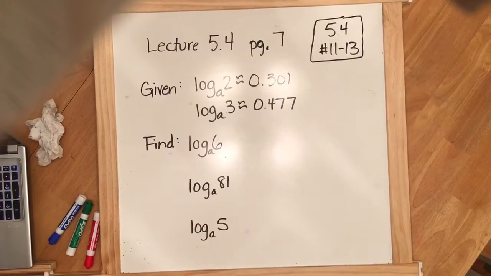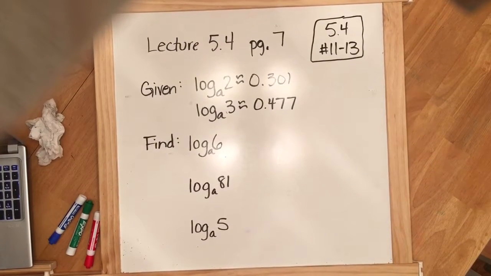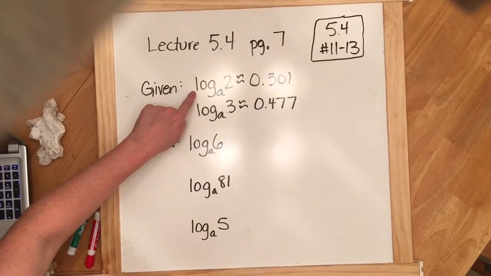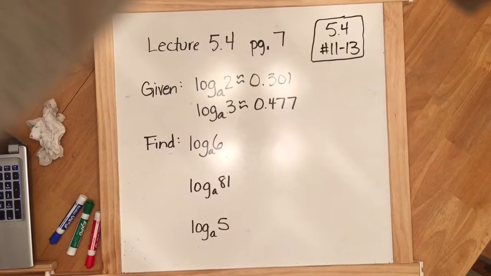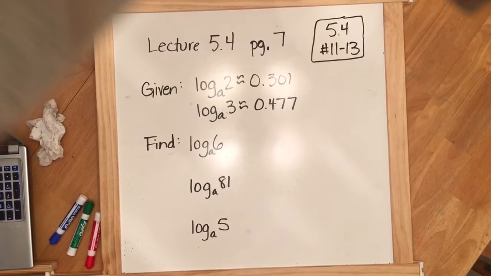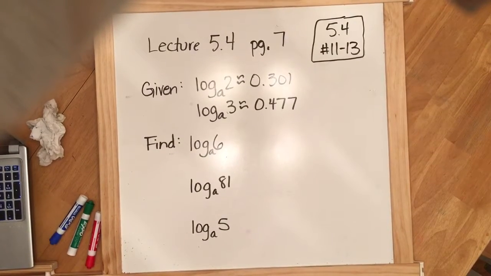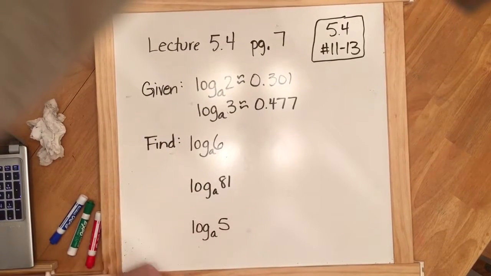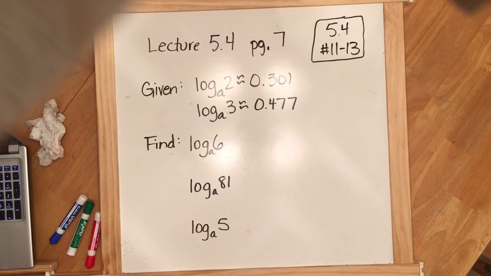And this is a way in which we can use properties of logarithms to help us find values that we know. So what we're given here is log base A of 2 is equal to 0.301, and log base A of 3 is approximately 0.477. So what we want to do is find these three values: log base A of 6, log base A of 81, and log base A of 5, knowing those values.